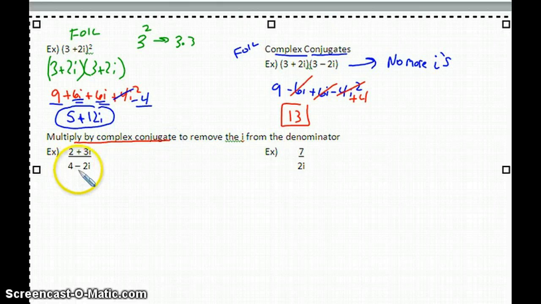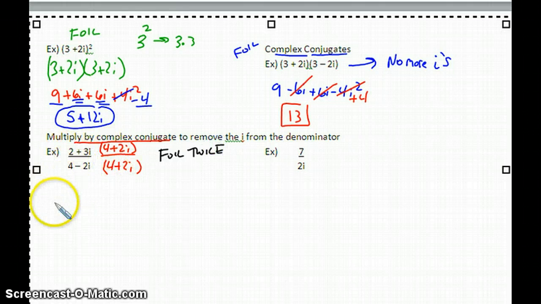In this case, for 4 minus 2i, the complex conjugate would be 4 plus 2i. And what I do to the numerator, I must do to the denominator, and vice versa. What I did to the denominator down here, I must multiply by the numerator. So this really becomes FOIL twice: FOIL in the numerator, FOIL in the denominator. So the numerator would give me 8 plus 4i plus 12i plus 6i squared.